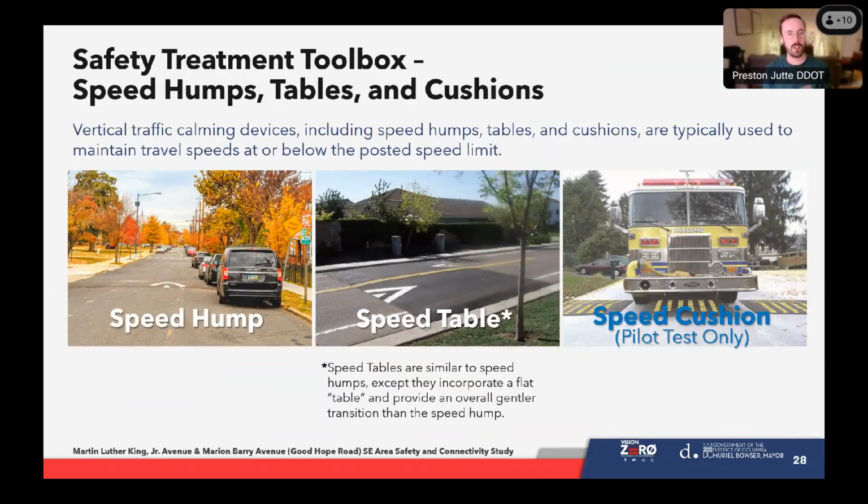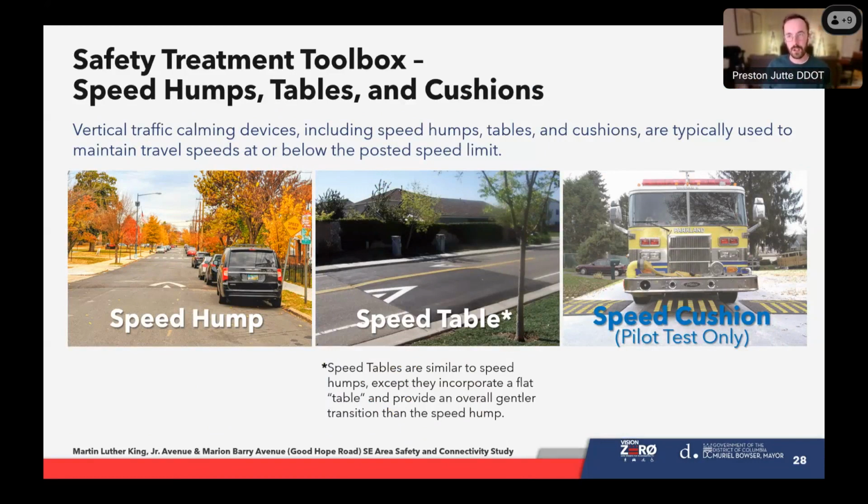Speed humps, tables, and cushions. I just want to highlight what I mean by that. A speed hump, you all know, is a little raised area that slows you down. A speed table is slightly different, very similar, but it's extended out a little bit longer. We put those places typically where we know buses or fire trucks or larger vehicles navigate through, where it still slows people down, but it's a little bit easier for them to navigate.